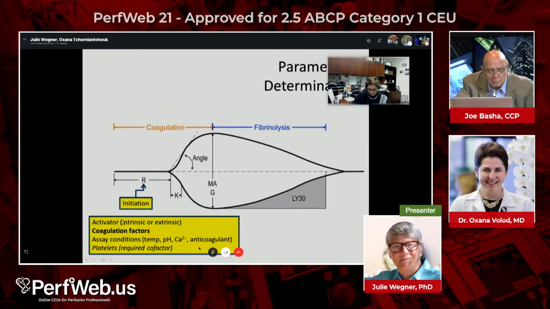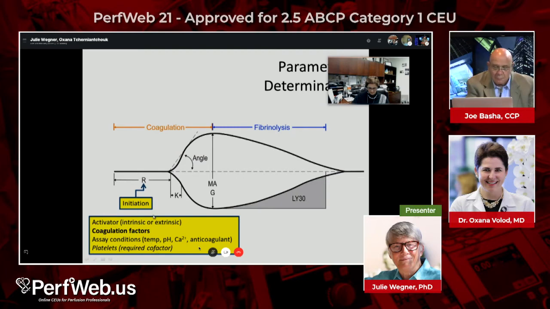The main factor contributing to the R value is going to be your coagulation factors, your activity and availability of coagulation factors. Of course, assay conditions, under most circumstances, are pretty well normalized or standardized, but temperature, pH, calcium levels, as well as the presence of an anticoagulant can influence the R value. And then finally, platelets. They're not a primary factor, but again, they're a required cofactor for activation of the coagulation pathway.